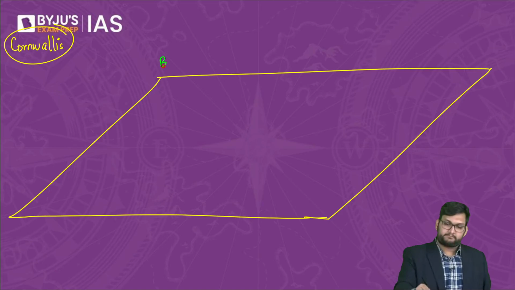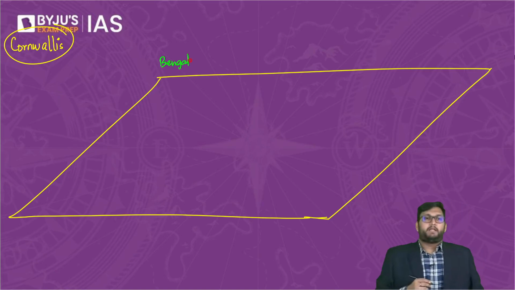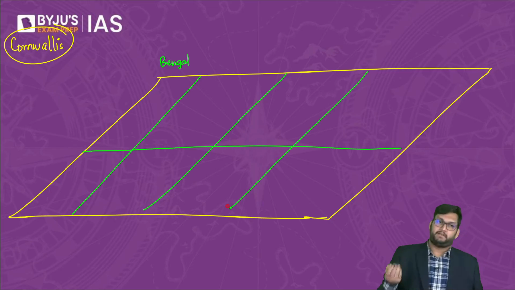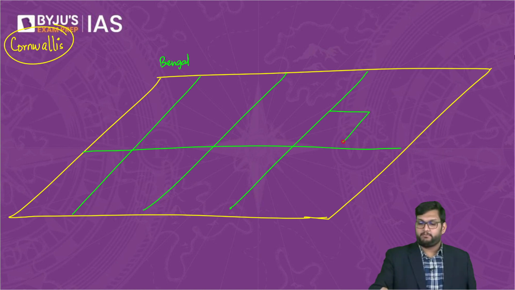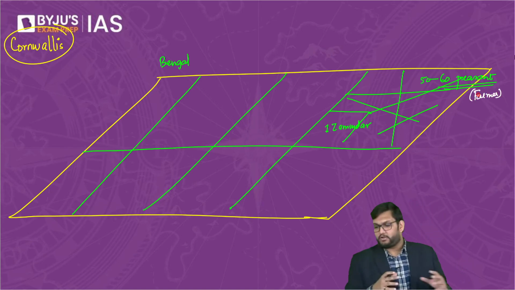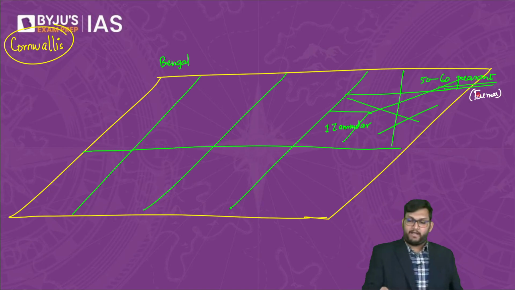So this is Bengal. Now there are, for example, different villages, and in this village, there is one big zamindar, and there are close to 50 to 60 peasants. What is a peasant? A peasant is nothing but a farmer. Basically, he owns his own land, but not a lot of land. So there's one zamindar here and 50 to 60 peasants.